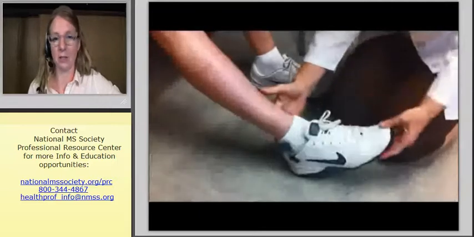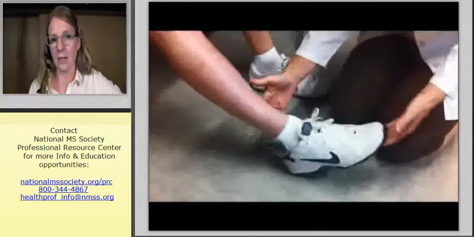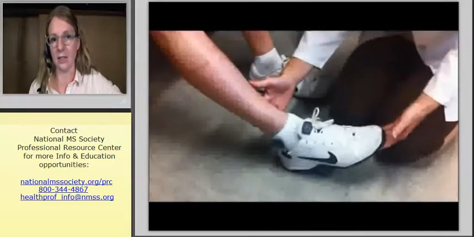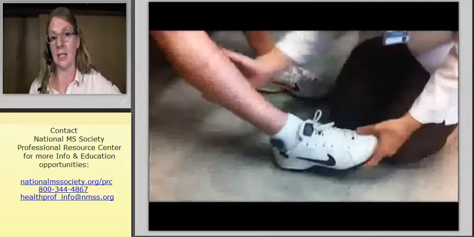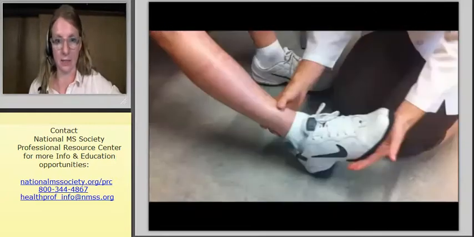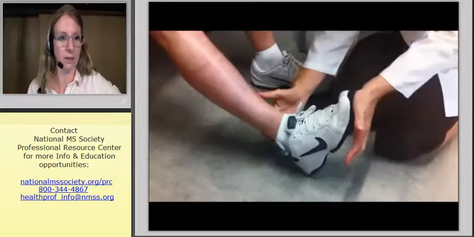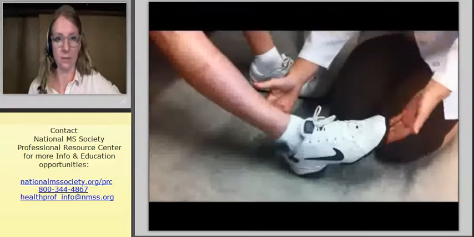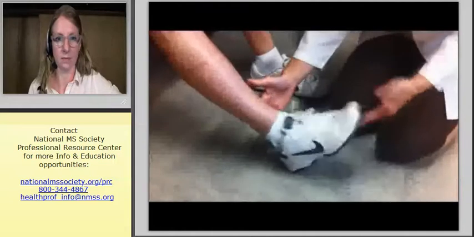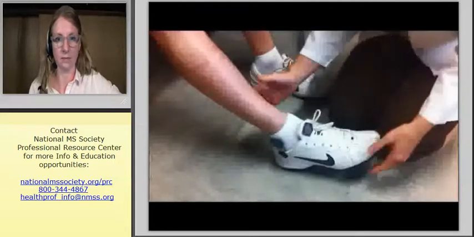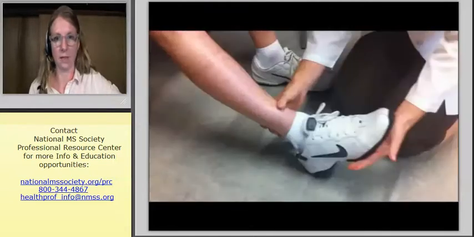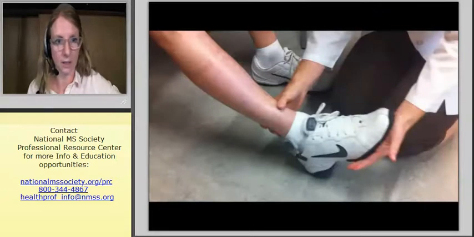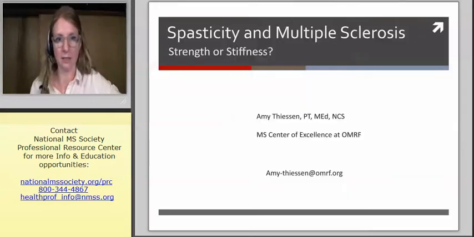But then you notice when I give him a quick stretch, he almost even starts to get a little clonus, and you can see how his range of motion continues to decrease and decrease and decrease. So we'll watch that one more time here. Okay, and we'll get to see this gentleman a little bit more in function in a bit.